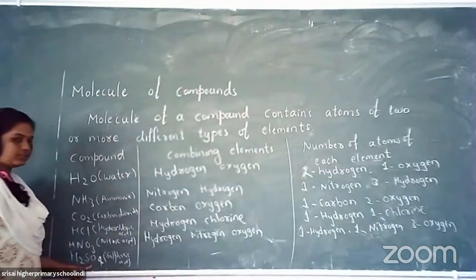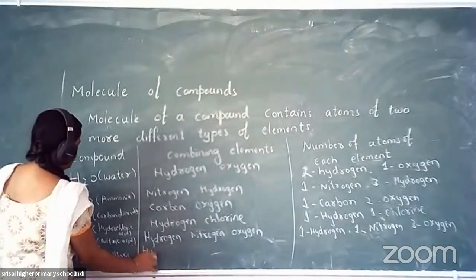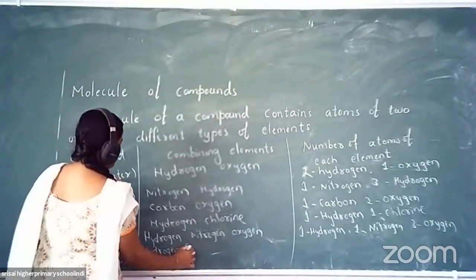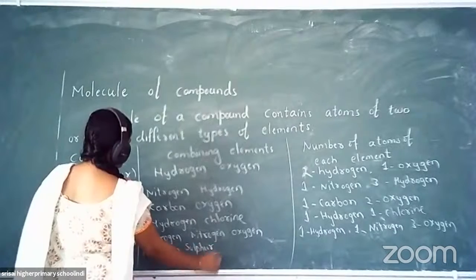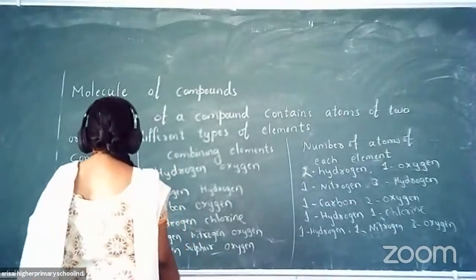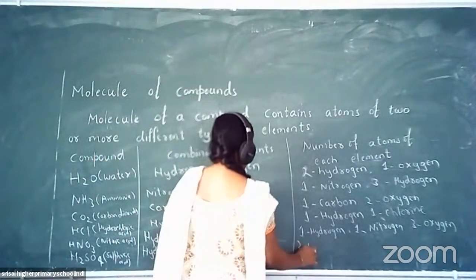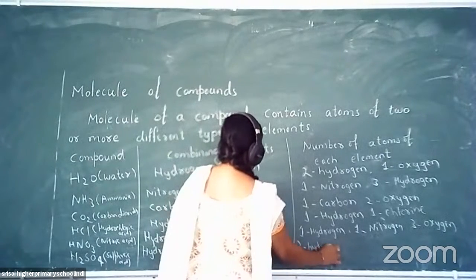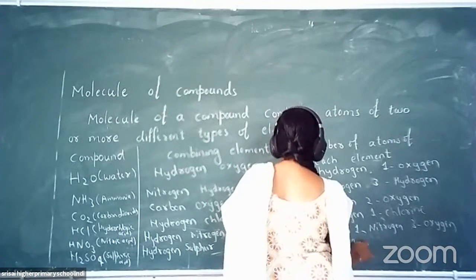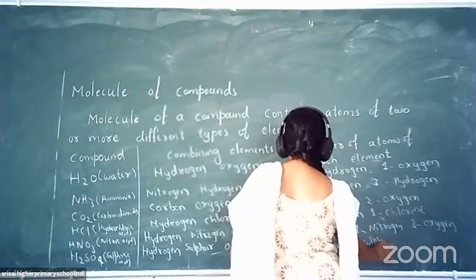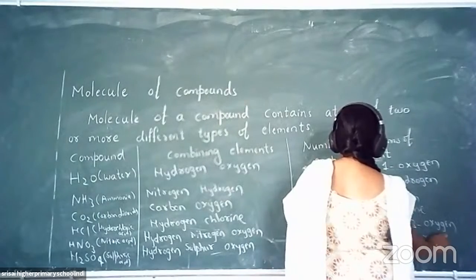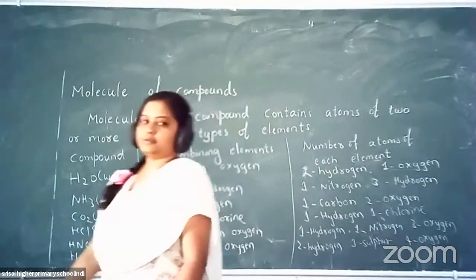Next is H2SO3. H means hydrogen, S means sulfur, and O means oxygen. Here, how many atoms are present in this? Two hydrogen atoms, one sulfur, and four oxygen atoms are there.